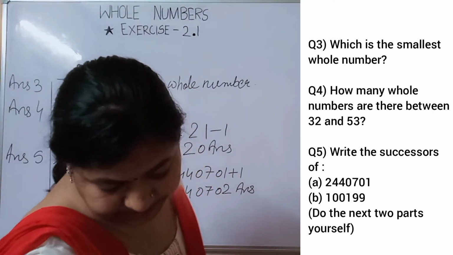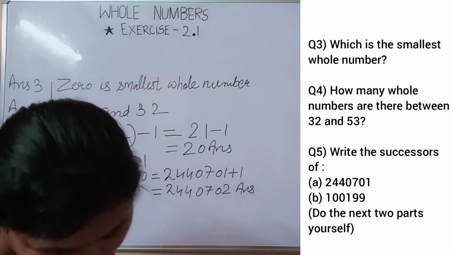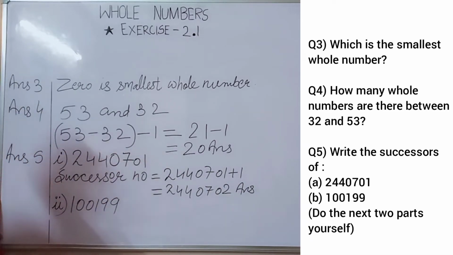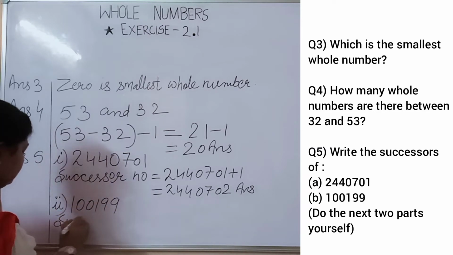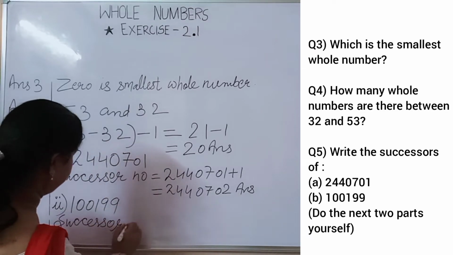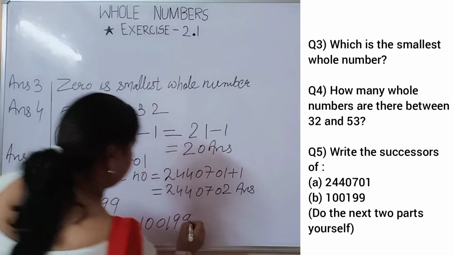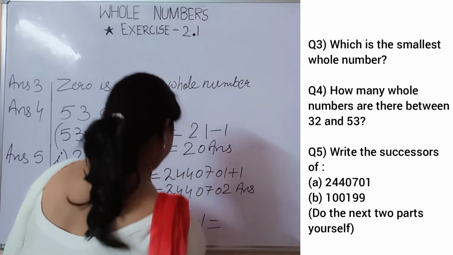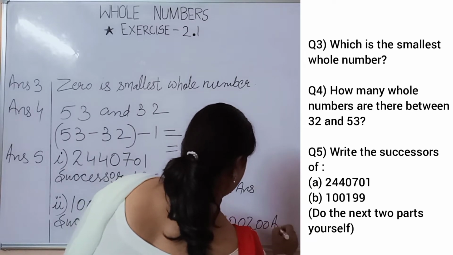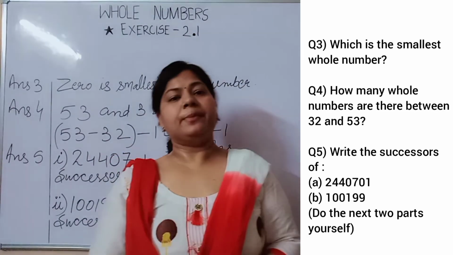The second part is 100199. Again we have to add 1. So easily we add 1 to get the successor of the given number. Now parts 3 and 4 you have to do yourself.